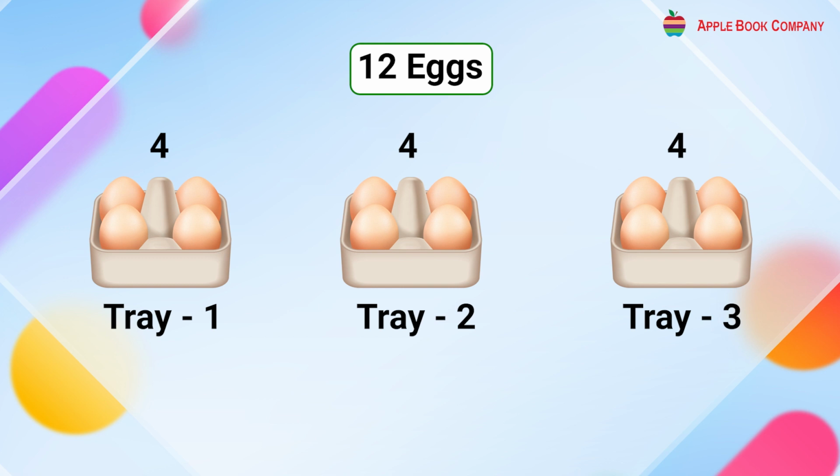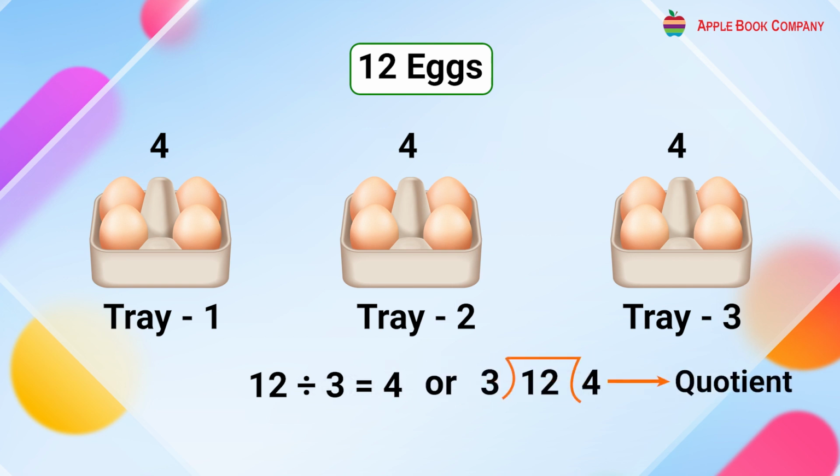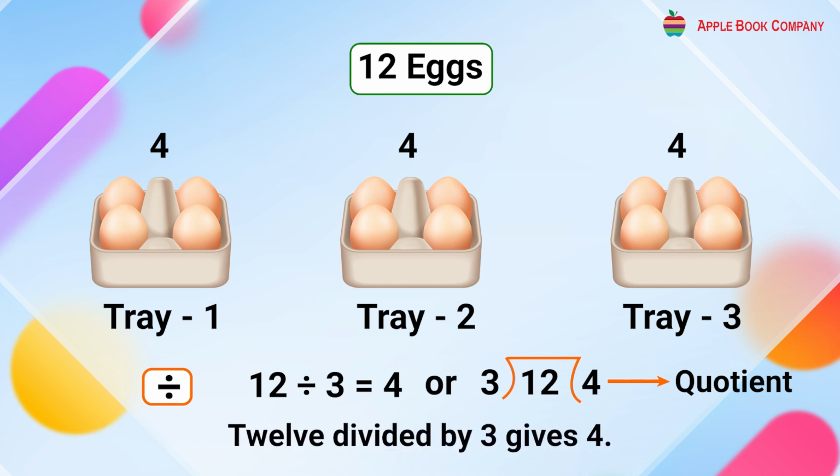We call it division. We write it as 12 divided by 3 is equal to 4, or 12 divided by 3 and the quotient is 4. This is the sign which we use for division. So 12 divided by 3 is equal to 4. This is read as 12 divided by 3 gives 4.